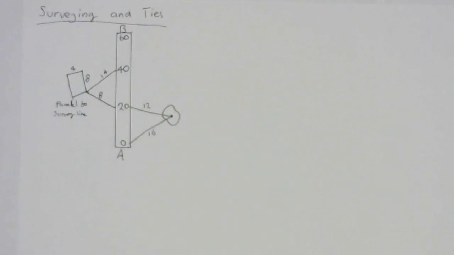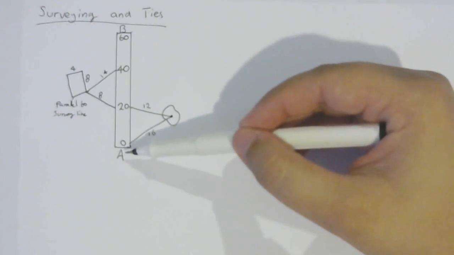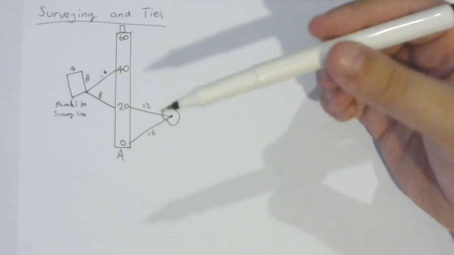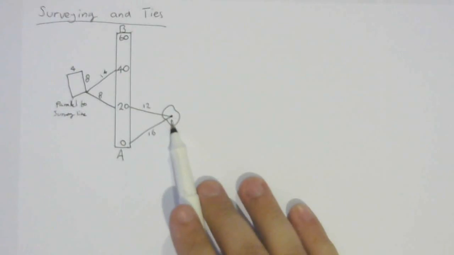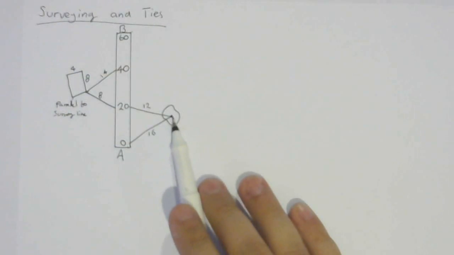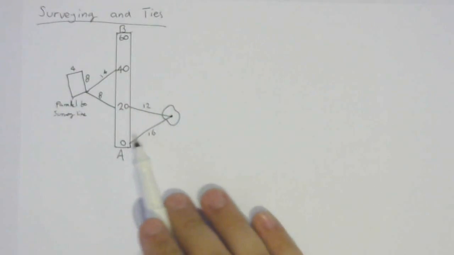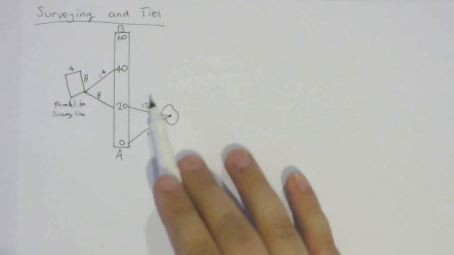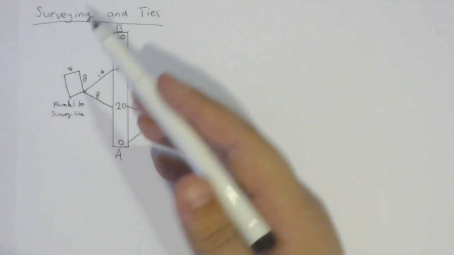Here we have the last set of field notes. And again, we can see our main survey line, A to B, and this time it's 60 meters long. Now this time, we have these measurements, but they're obviously not perpendicular, so they're not offsets. We also don't have any bearings. So these have got to be distances. So how do we work this out?